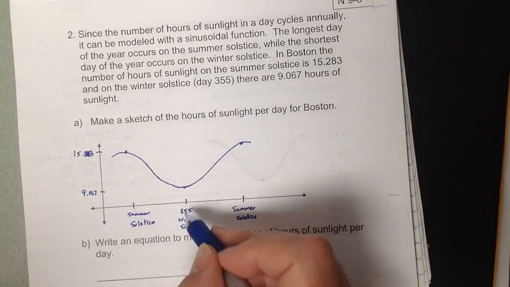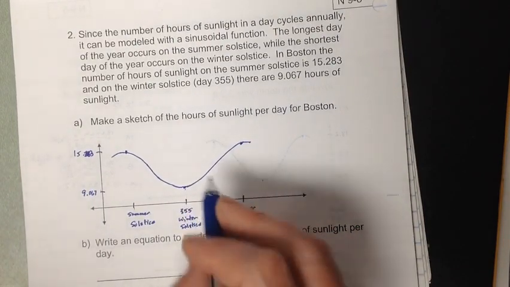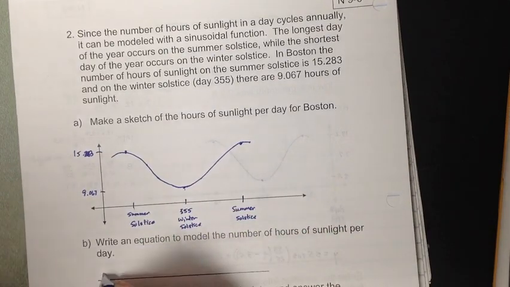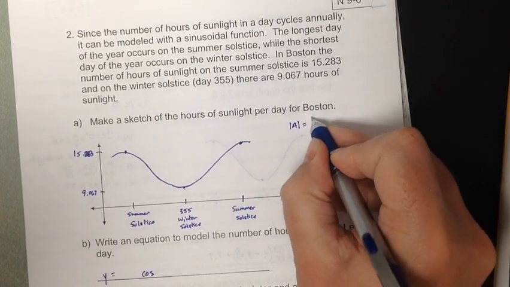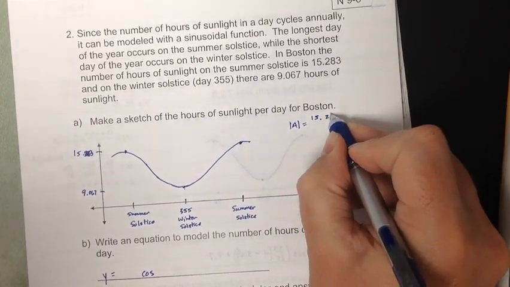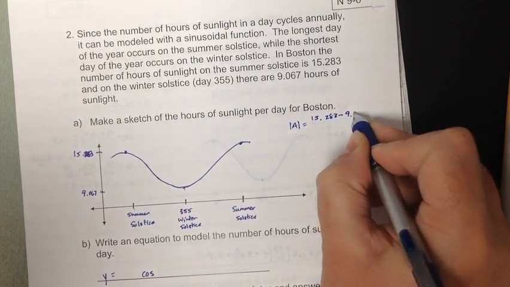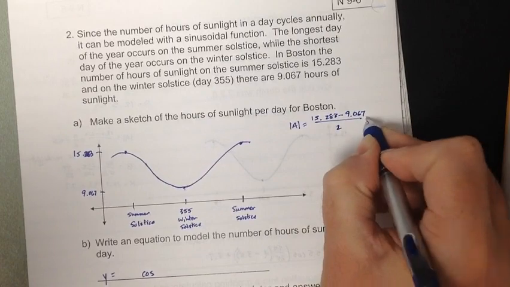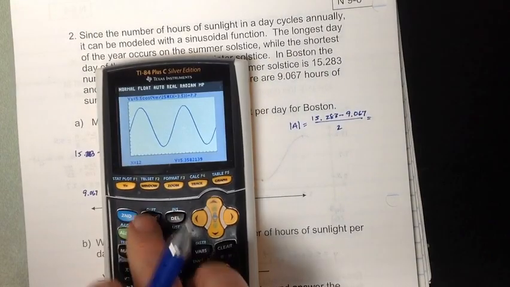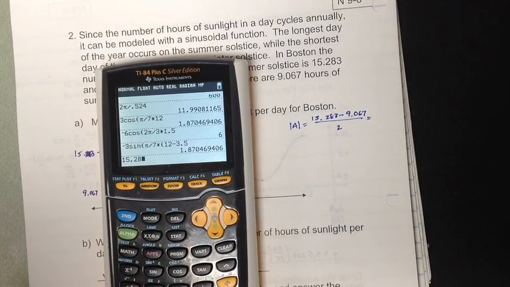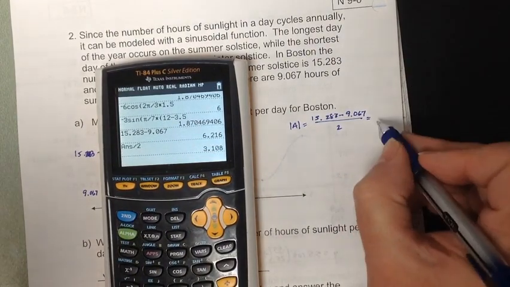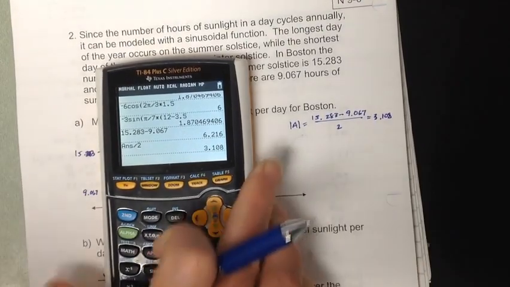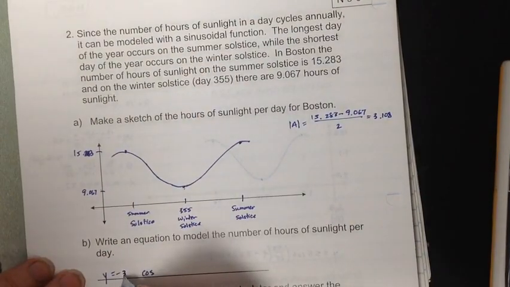Write an equation to model this one. All right, the only number I have on my x-axis is this 355, so that's what I've got to use, and since that's a minimum, I'm going to use my cosine. So for my amplitude, I'm going to say 15.283 minus 9.067, and then I'm going to divide that by 2, and I got 3.108. Since I'm starting at a minimum, I know I'm going to have a negative 3.108.